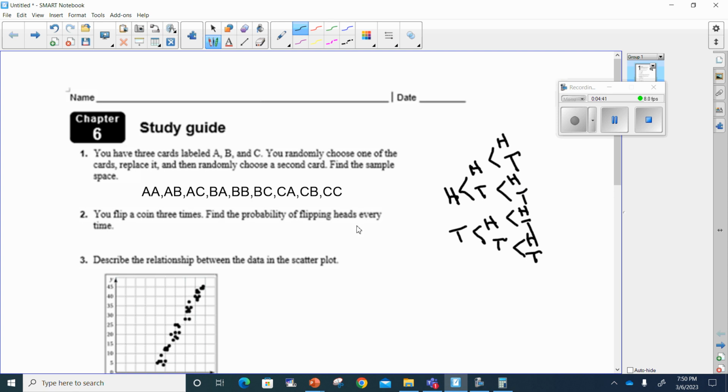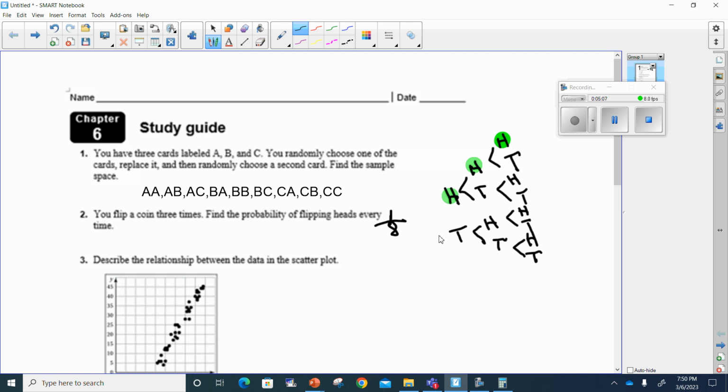So probability of flipping heads every time, well, if I highlight the ones that are just heads every time, that would be here, here, and here. That's the only time I get heads, heads, heads. No other time do I get 3 heads in a row. So that's 1 out of 8 times. My answer would be 1 out of 8.